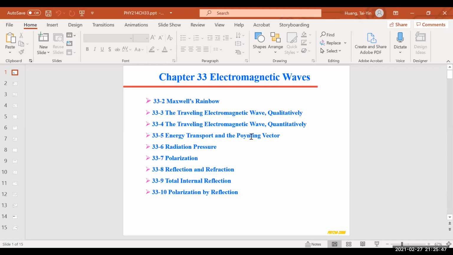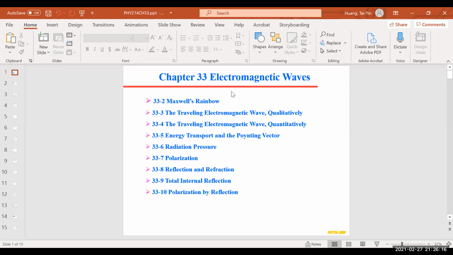Okay, so chapter 33 is about electromagnetic waves. You want to go to Canvas, click on Modules, and find the subfolder that says chapter 33. There are lecture notes that you can read, and also the lecture I'm recording right now. So electromagnetic waves are the intro to optics.